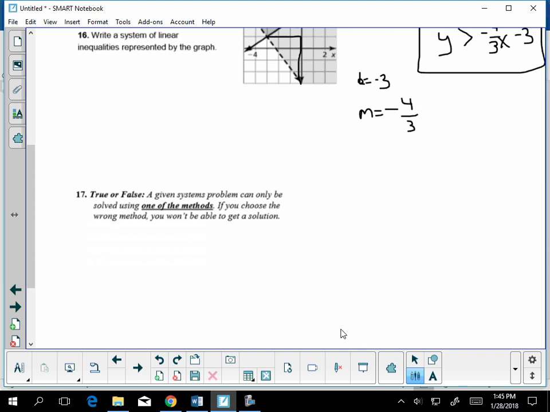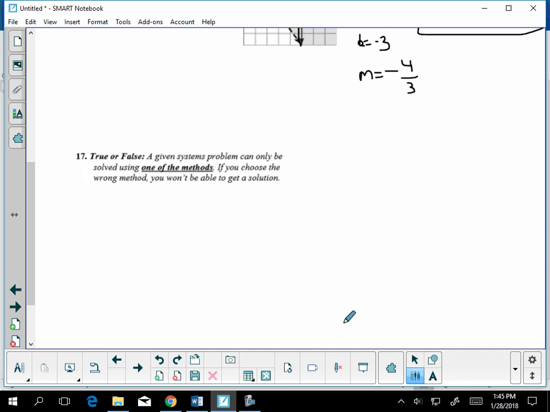All right, number 17, our last one. True or false? A given system's problem can only be solved using one method. If you choose the wrong method, you won't be able to get a solution. False. One method might be a lot easier than the other, but graphing, substitution, and elimination will all give you the same result.